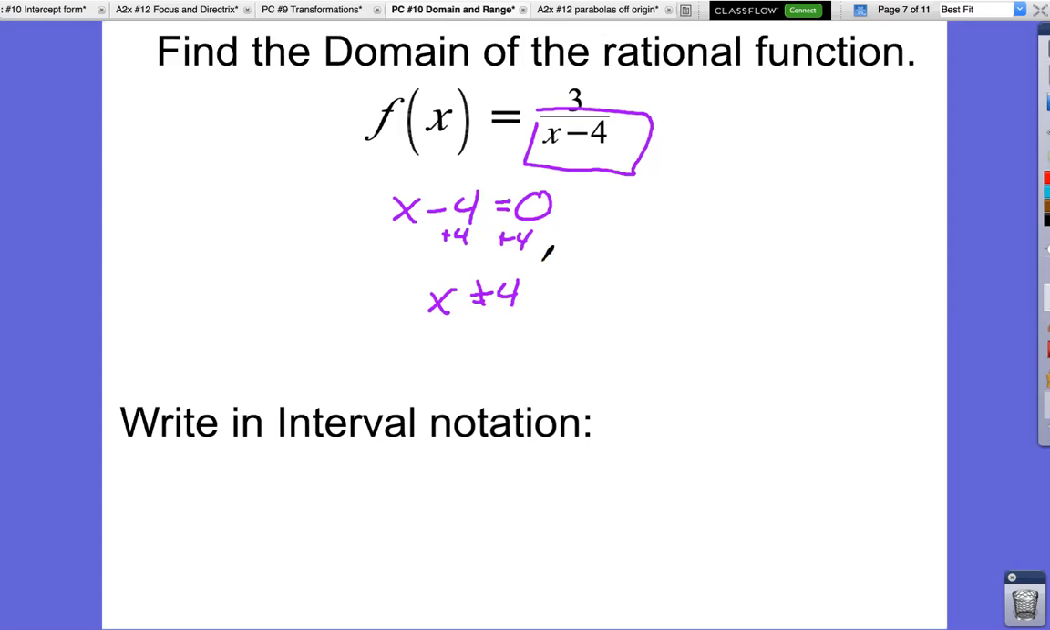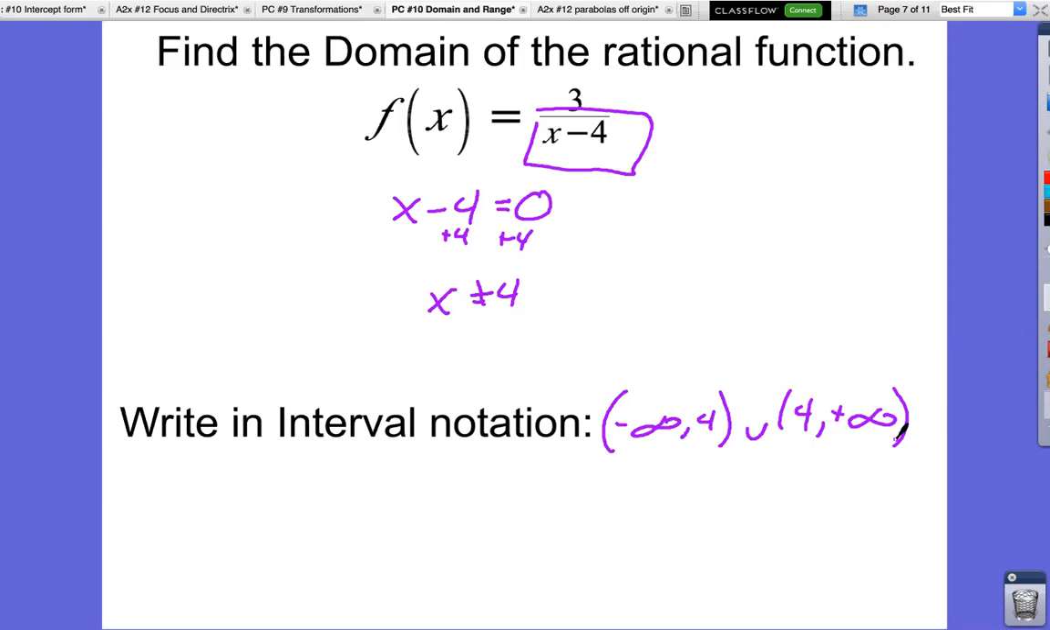Notice I'm not asking you to graph this today. But x can be anything except for 4. So how do I write it in interval notation? It can be anything less than 4 until 4, or anything greater than 4. And that's it. So are you always setting it equal to 0? Always, if it's in the denominator.